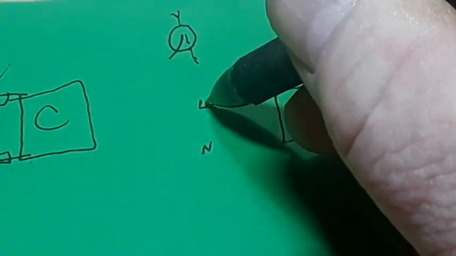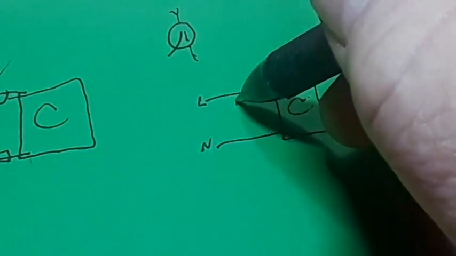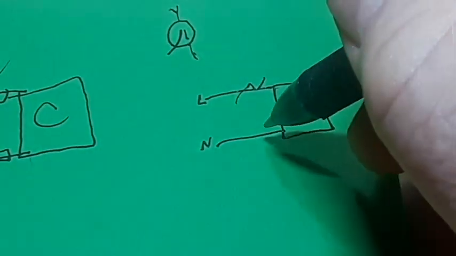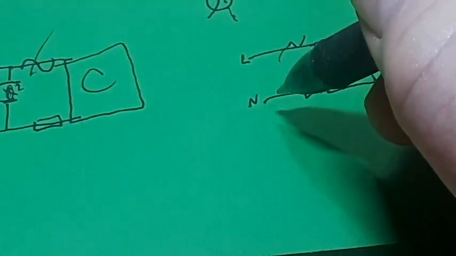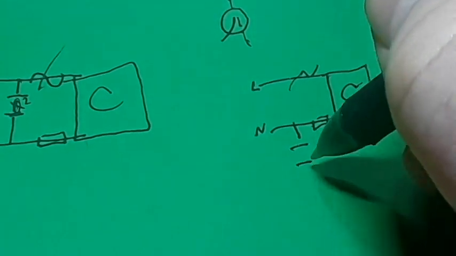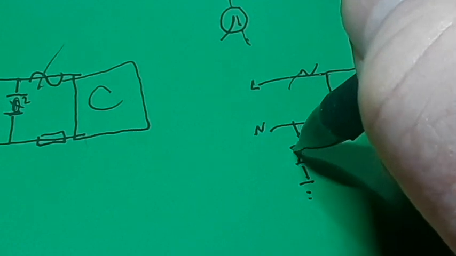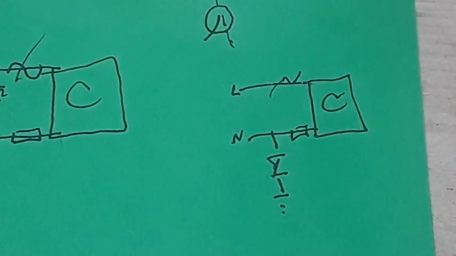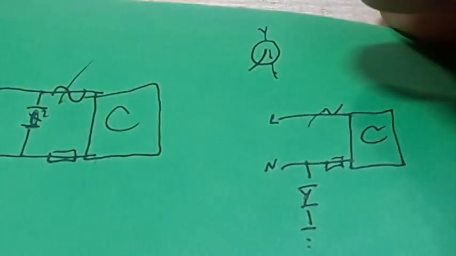So again, there's our live, there's our neutral feeding into our circuit. We have our fuse, maybe a resistor here. But in this case, we are going to take our class Y capacitor and we're going to run it to ground. And I drew that backwards, didn't I? No, that's right. You can get it off the neutral. Just had to check.